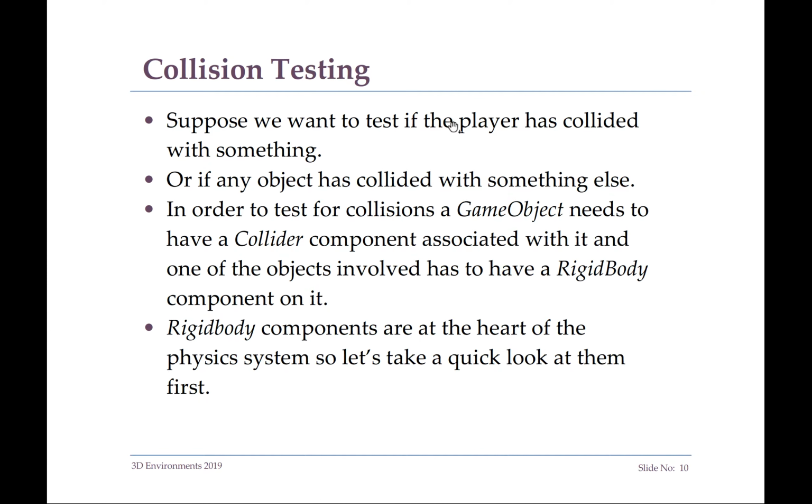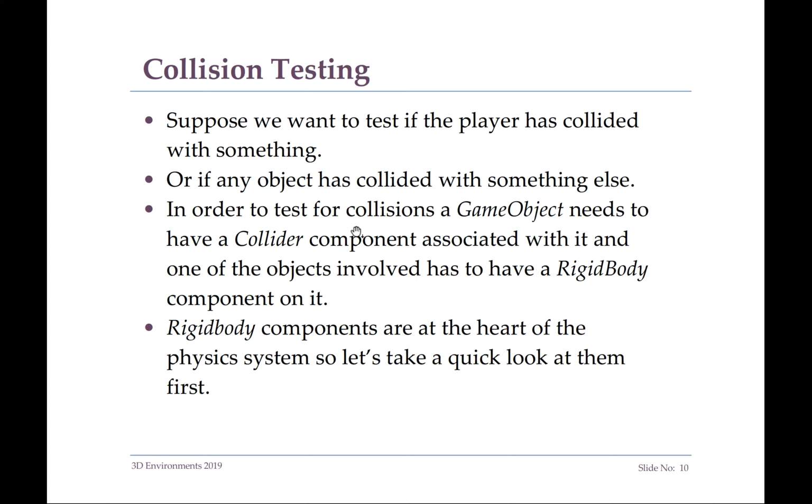So suppose we want to test if the player has collided with something, or indeed if any object has collided with some other object. In order to test for collisions, a game object needs to have a collider component associated with it. I think most game objects already have colliders on them. If not, you can add it. And one of the objects involved in the collision has to have a rigid body component on it.